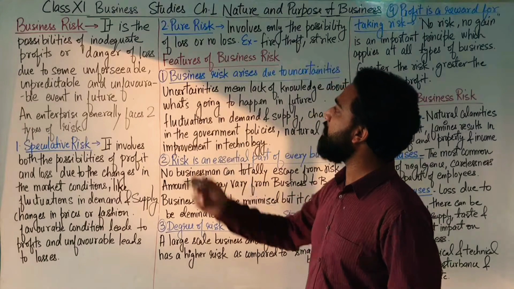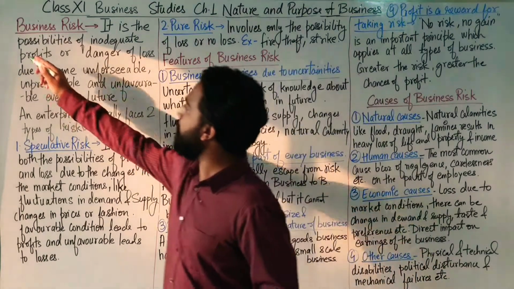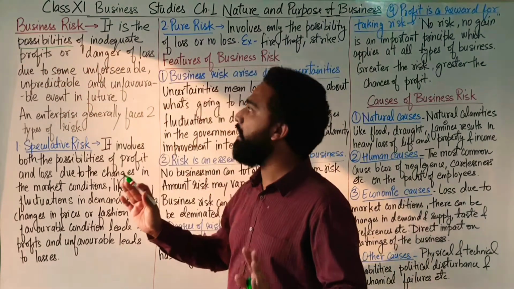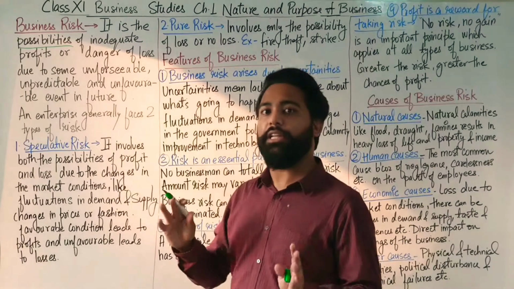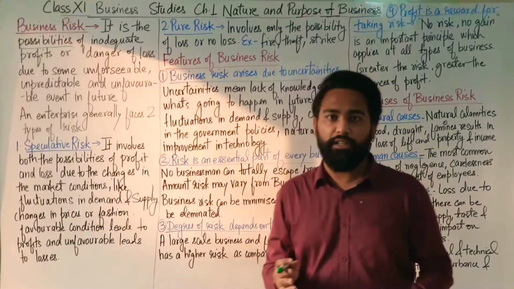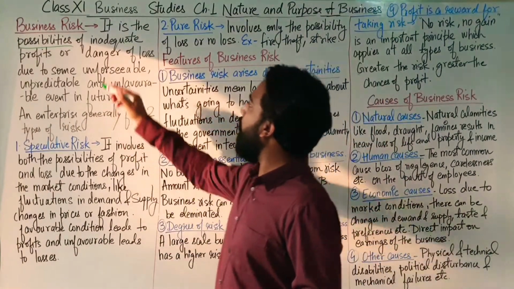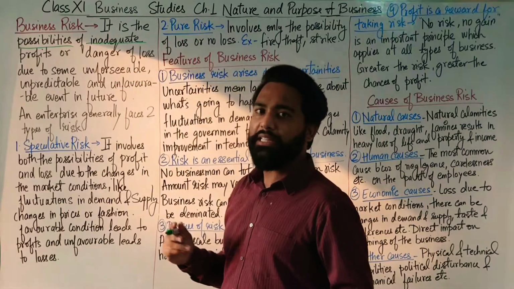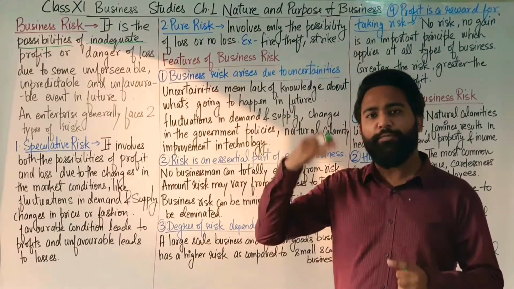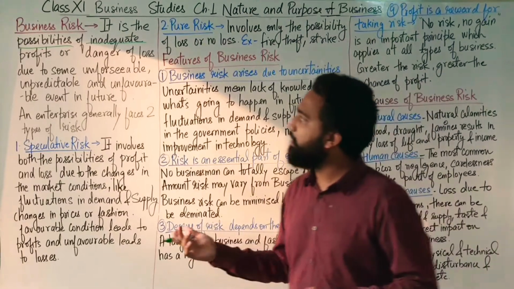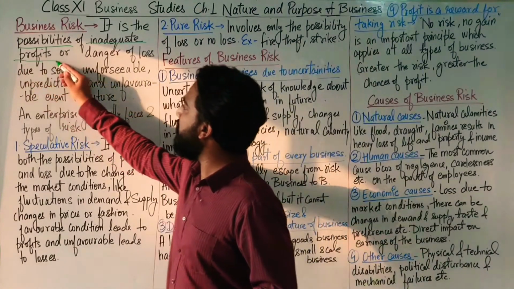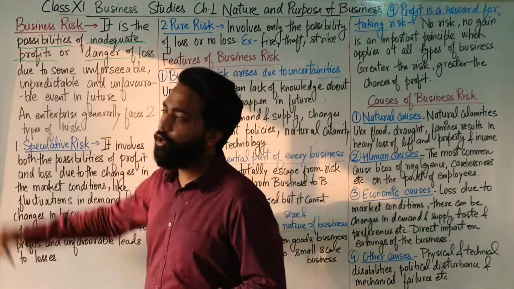So, what is business risk? Business risk is the possibility. It's a possibility. It's not 100% sure that you will have the losses. It's a possibility of inadequate, and inadequate means the amount you have expected has not been reached. Inadequate profits or danger of loss.